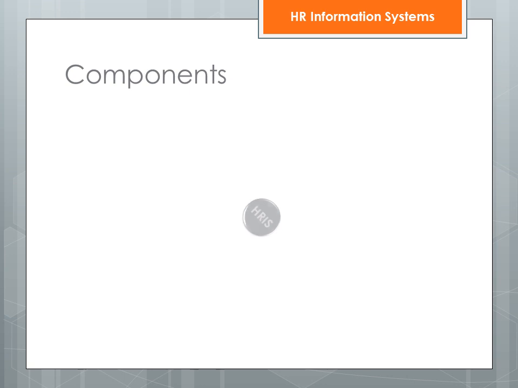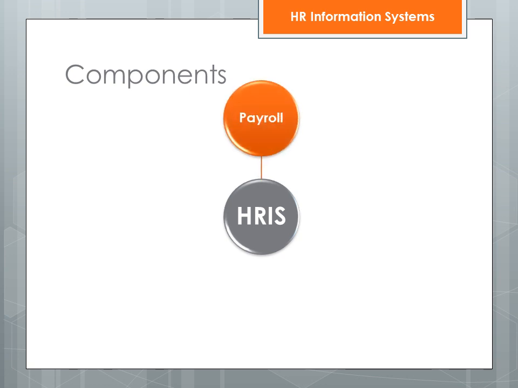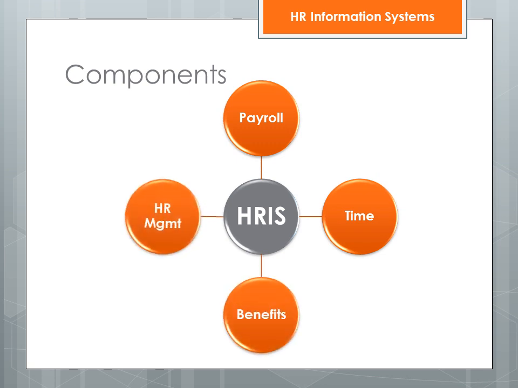There are four main components to an HRIS system, each of which we will talk about in further detail. These components include payroll, time, benefits, and HR management.